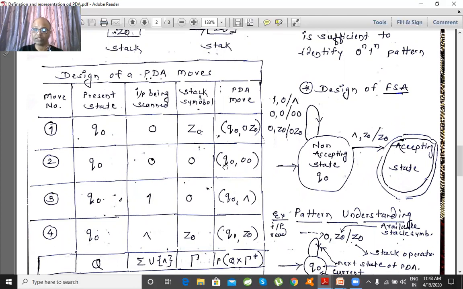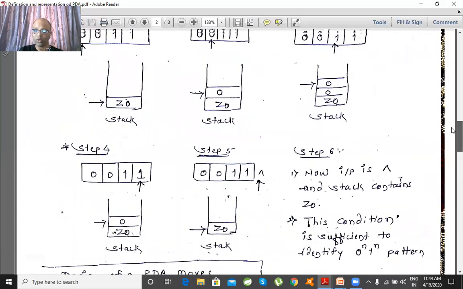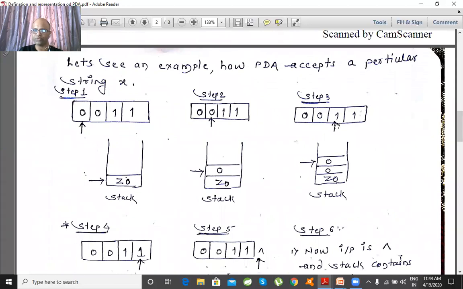And what would be your next state? I'll retain my state from Q0 to Q0. So this is move number two, which is represented. I'm moving back from Q0 to Q0, where my input is pointing to 0. At that time 0 is available on top of stack. If this condition holds true, this 0 is pushed onto the stack. Okay, and this will continue unless and until all the zeros are pushed onto the stack.